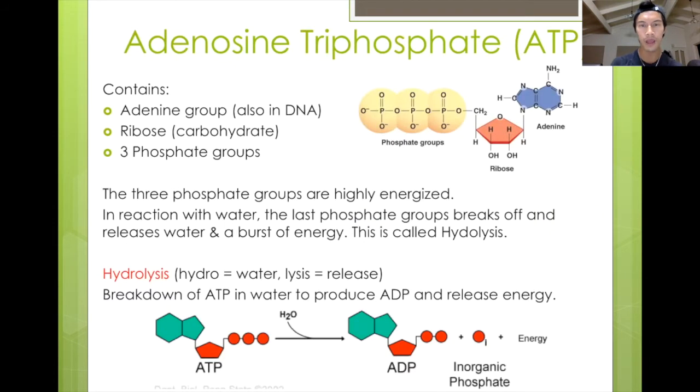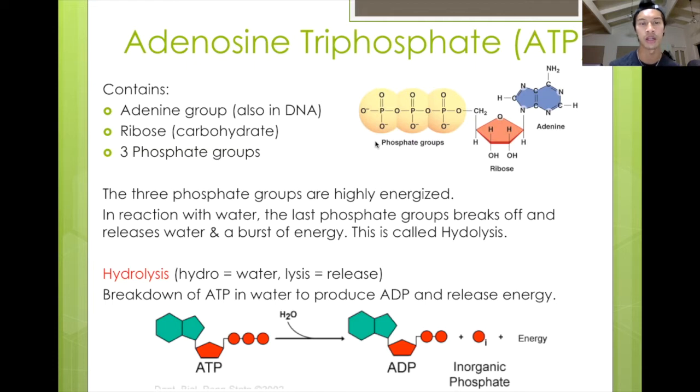Okay, let's take a look at ATP. In terms of structure, it contains 3 components. You've got an adenine group that is represented by this blue diagram up in the corner here, and then you've got a ribose, which is a type of carbohydrate sitting in the middle, and then you've got 3 phosphate groups attached to that. You can see one there, and one there.